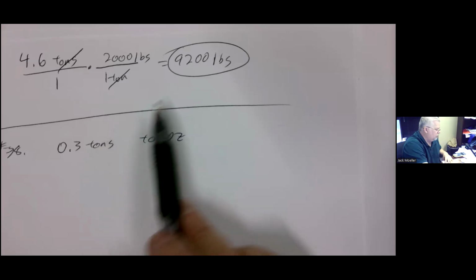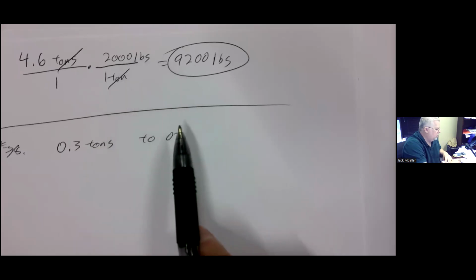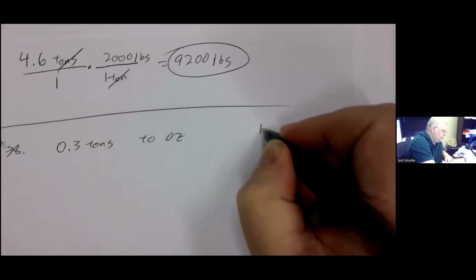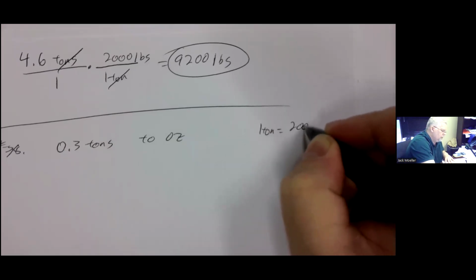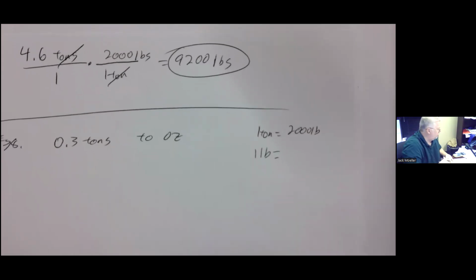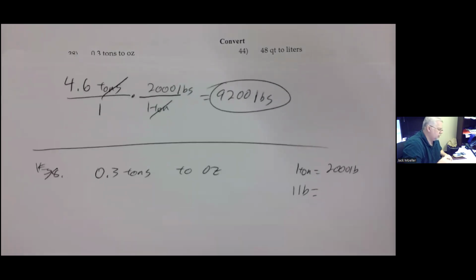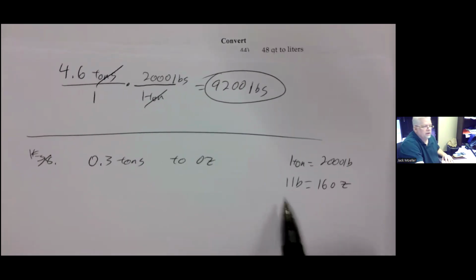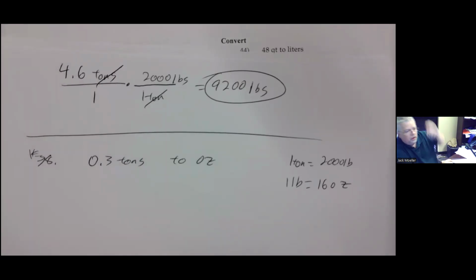Well, we know we can convert tons to pounds, and we can convert ounces to pounds. So we know that 1 ton is 2,000 pounds. And we know 1 pound, if you don't remember, it was 16 ounces. That's one of those things that's an English to English conversion. So those are not always going to be given. And I don't have those on my formula sheet.